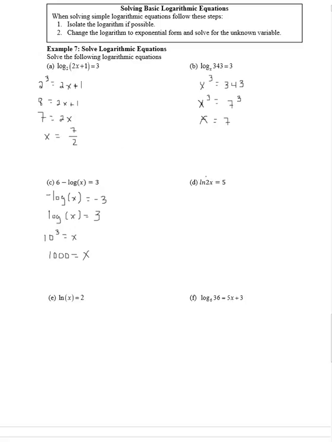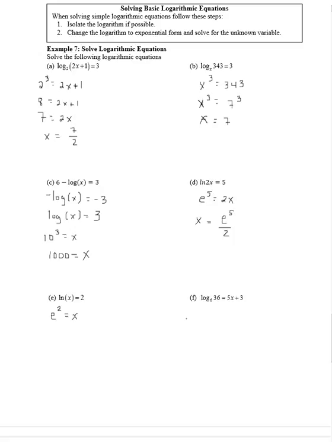Okay, on part D, that's a natural log. So that means the base is e. So we have e to the 5th equals 2x, or x equals e to the 5th over 2, which we could plug in our calculator and get an approximation if we wanted to. Okay, on part E, again, it's a natural log, so e squared equals x, and we're done.